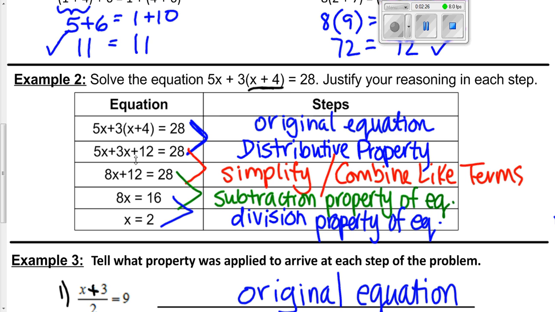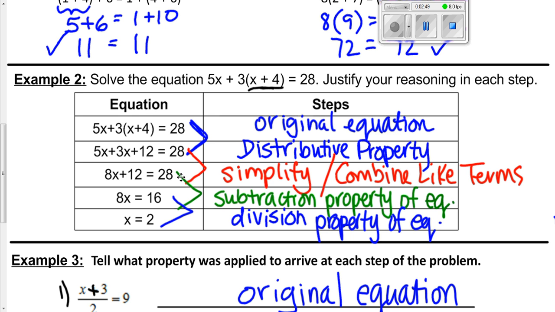So we have 5x plus 3x plus 12 equals 28. Distributive property. My next step right here, showing how we flow down, we simplified 5x plus 3x and got 8x. That's also called combine like terms, but now you'll be doing simplify. That's what you need to start calling.